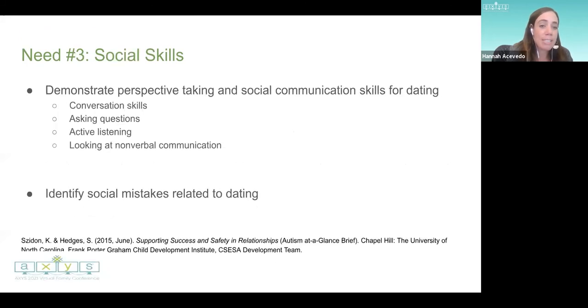And the last area is helping develop social skills. So those are interpersonal skills that help a person maintain a conversation, initiate a conversation, understand nonverbal communication, and understand what is appropriate and not appropriate in a dating situation.